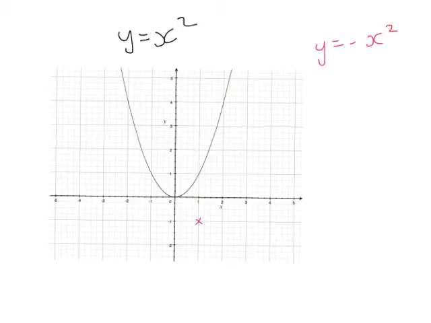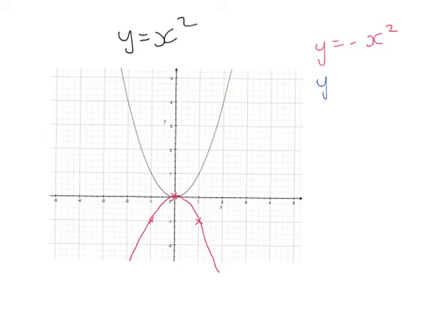So we can plot that there. When x is equal to 0, y is going to be equal to minus 0 squared, which of course is 0. And when x is equal to negative 1, y is going to be negative 1 squared. Negative 1 squared is 1, so y is going to be negative 1. So we've got a few points. We can join them up in our quadratic shape. And there we've got the graph of y equals minus x squared. And we can see that that is our original graph, y equals x squared, reflected in the x-axis, the line y equals 0.